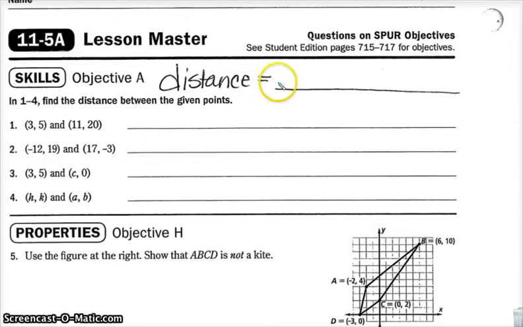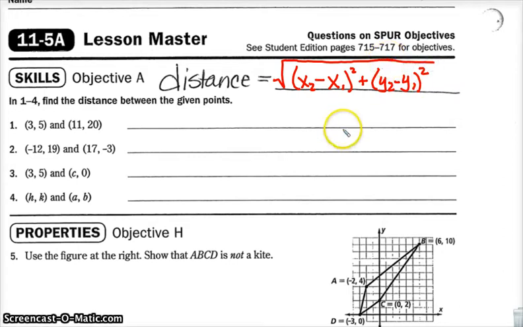The distance formula is the square root of x2 minus x1 squared plus y2 minus y1 squared. All right, let's put this into practice.